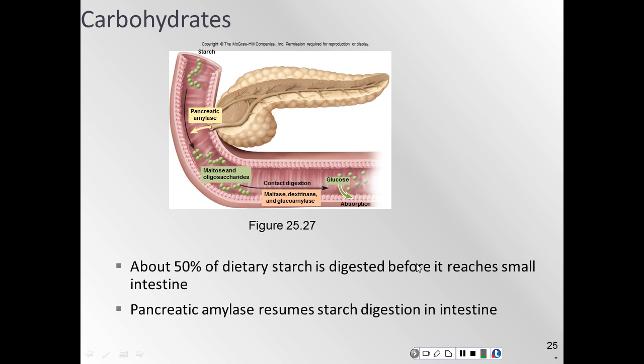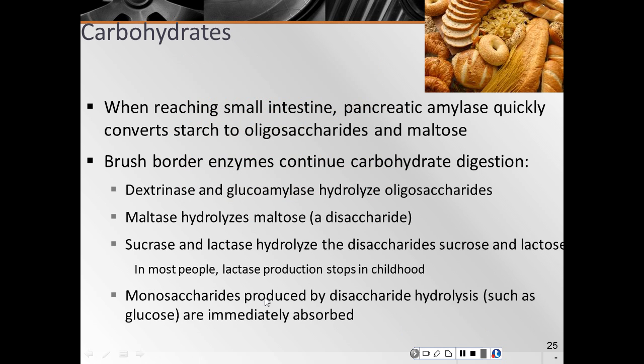Alright, so the major dietary disaccharides are sucrose and lactose. I'm going to move on to the next slide so you can follow along with me. They are digested by the brush border enzymes sucrase and lactase, and the resulting monosaccharides are immediately absorbed. Now, sucrose consists of glucose plus fructose. Now, lactose consists of glucose plus galactose.